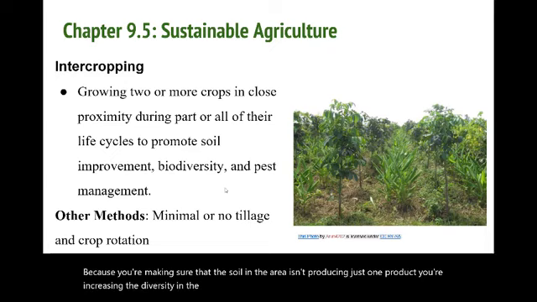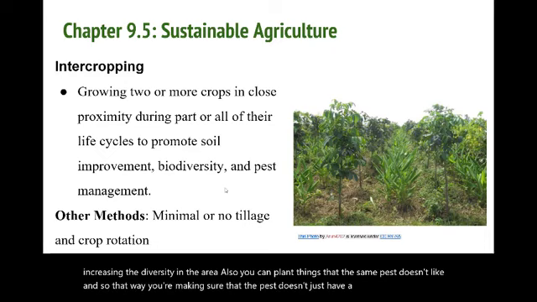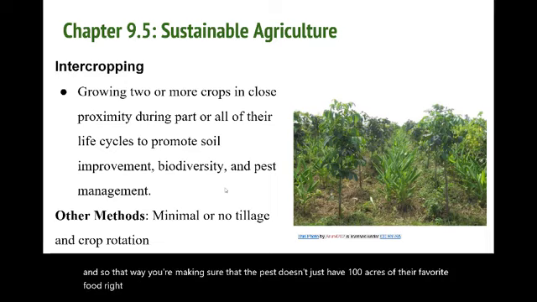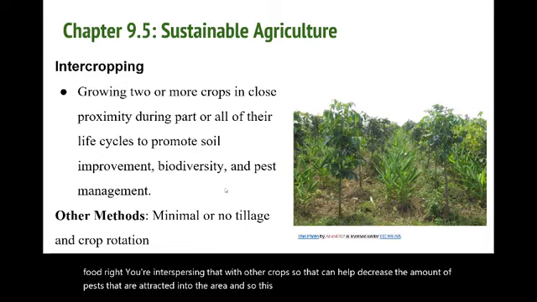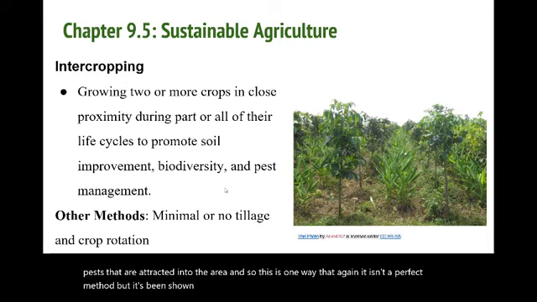Also, you can plant things that the same pest doesn't like, so that the pest doesn't just have 100 acres of their favorite food, right? You're interspersing that with other crops, so that can help decrease the amount of pests that are attracted into the area. Again, it isn't a perfect method, but it's been shown to really improve the health of an ecosystem by rotating the crops.